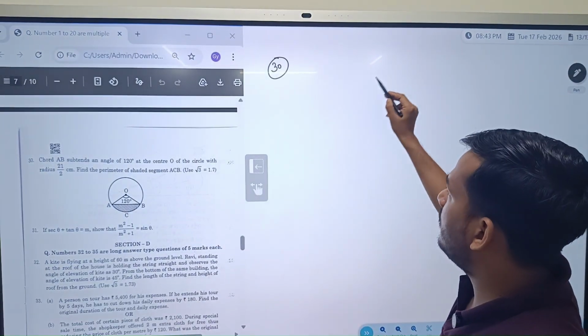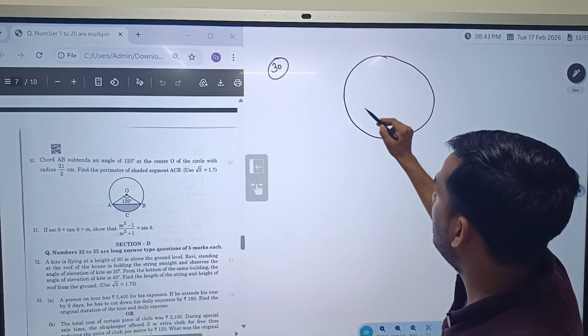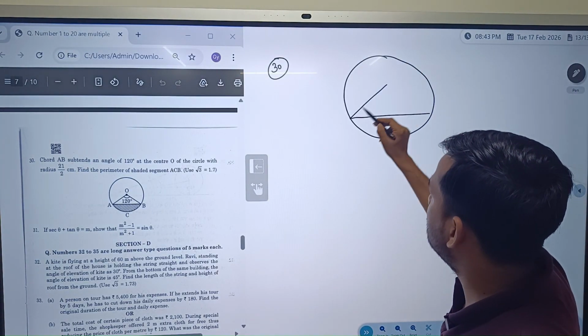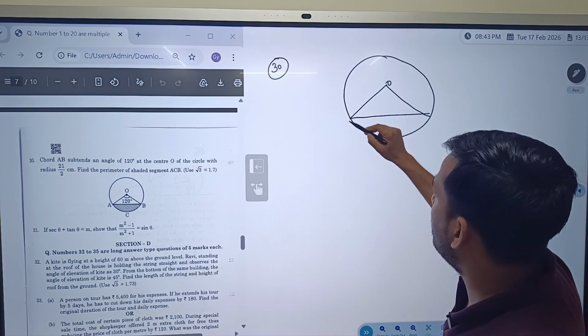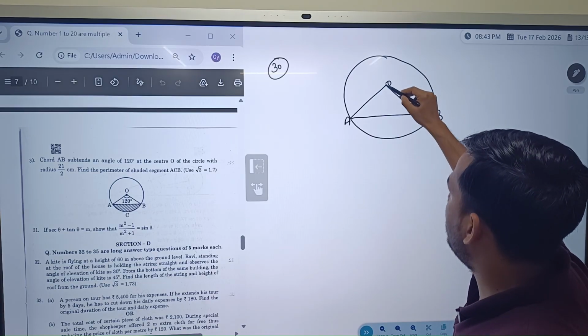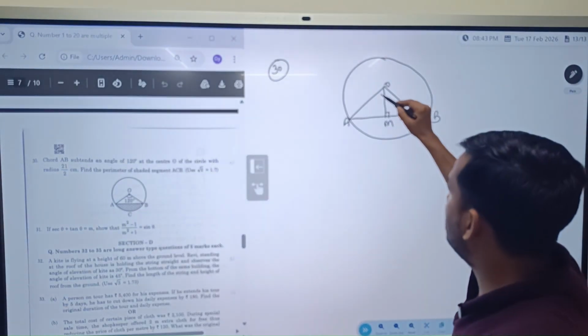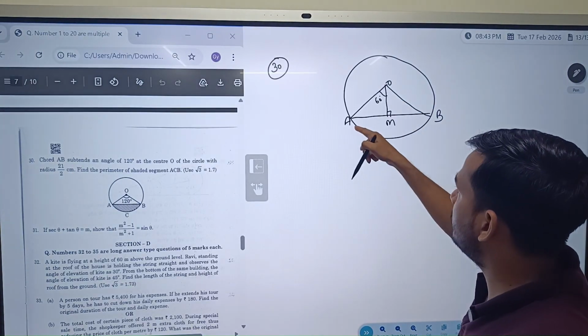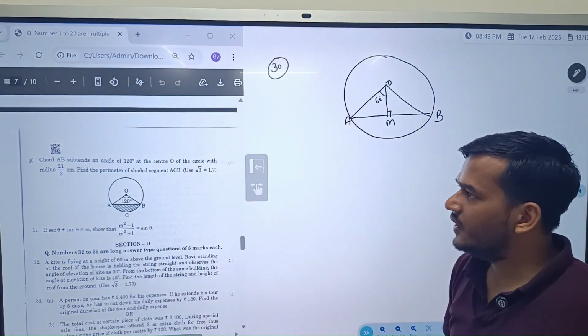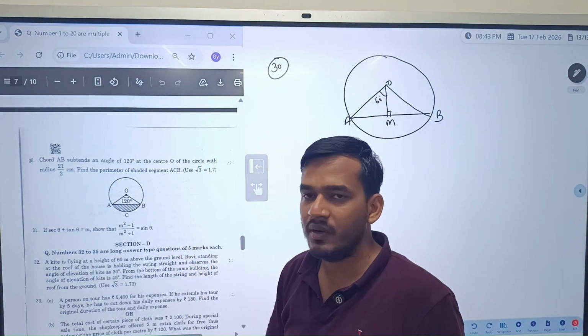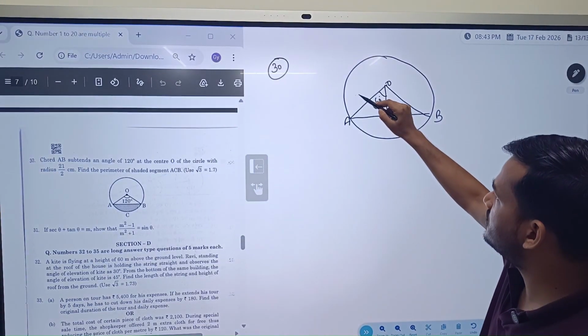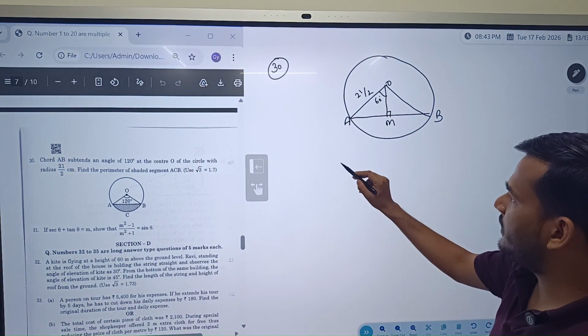To find the chord length AB, we'll draw a perpendicular from the center O to AB. The perpendicular from the center bisects the chord, and this angle will be 90 degrees and this angle is 60 degrees. So basically we have to find AB. The radius of the circle is given as 21/2. So OA is 21/2. So use trigonometry.